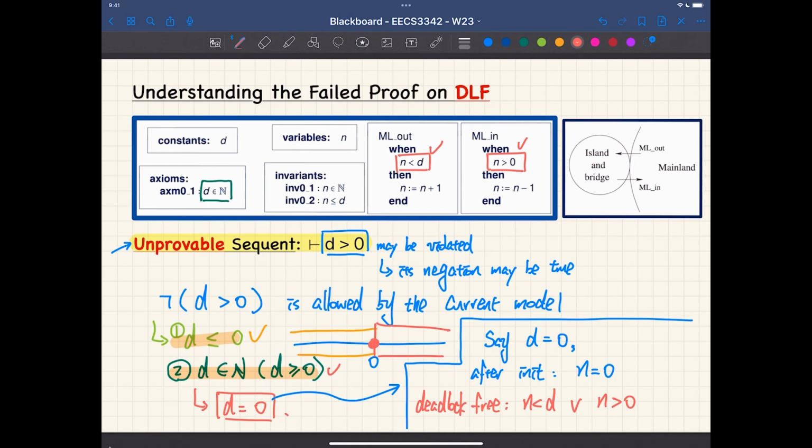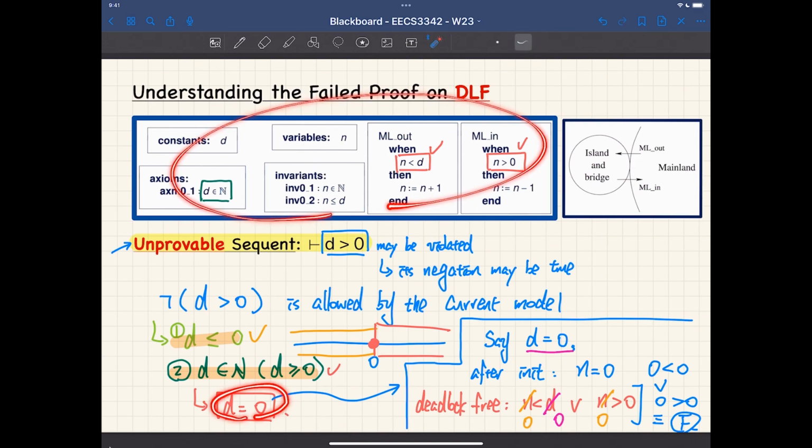Now, for this particular scenario, let's do some replacement. D will be 0. N will be 0. So what do we have? 0 less than 0 or 0 larger than 0. What should that be? False. Exactly. So this tells you the current model allows the D to be 0, in which case you're going to get a deadlock because none of the events you have for the system can be enabled, right? That's what's wrong.